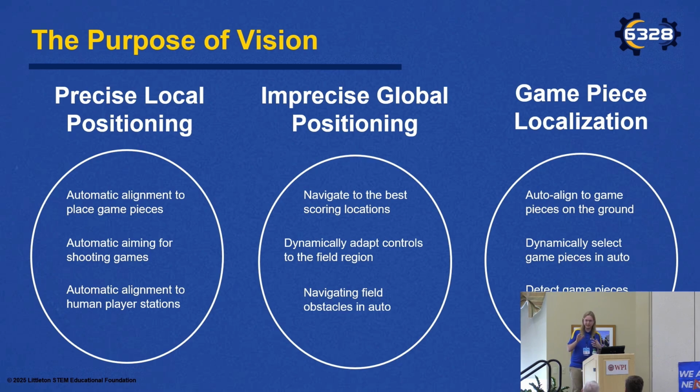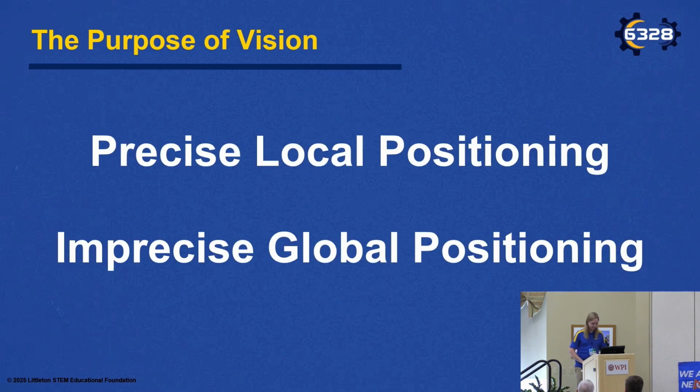These tend to be the most different in terms of their requirements, though worth pointing out, it's not necessarily obvious when game piece localization is needed or not. For example, in 2024, we were dynamically selecting notes to pick up off the center line in auto, and we didn't use game piece tracking with vision at all. It's not always necessary where you think it might be. Regardless, though, game piece localization isn't really going to be the focus of this presentation. There's a lot that we could say about that, but it's, again, sort of a secondary objective.